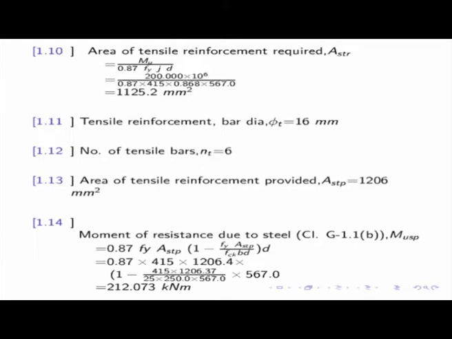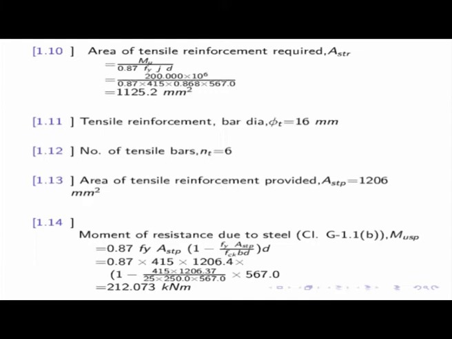Using that formula, you can find out how much the moment of resistance is. That means if we provide this reinforcement, 1206, then I can get 212 kilonewton meter. So what does it mean? It means that 212 kilonewton meter is greater than 200.